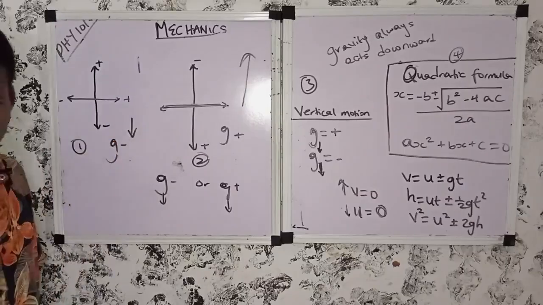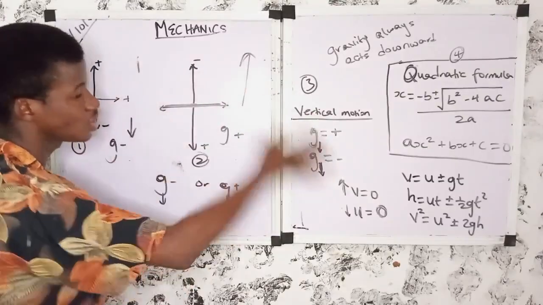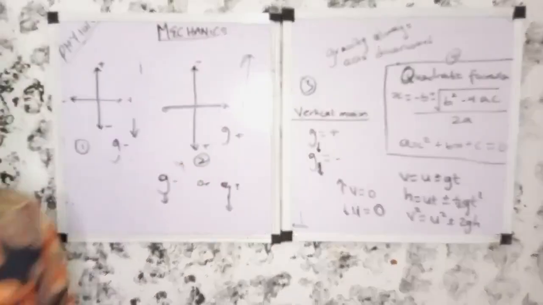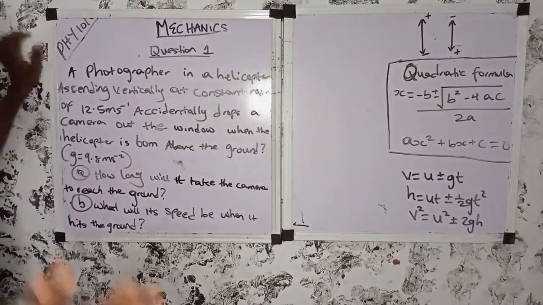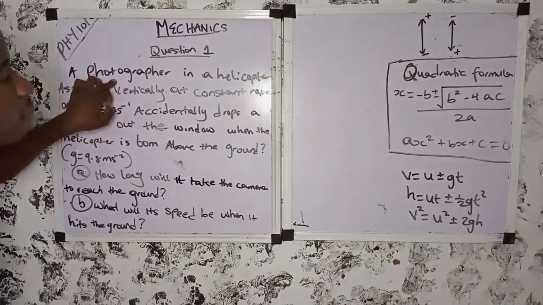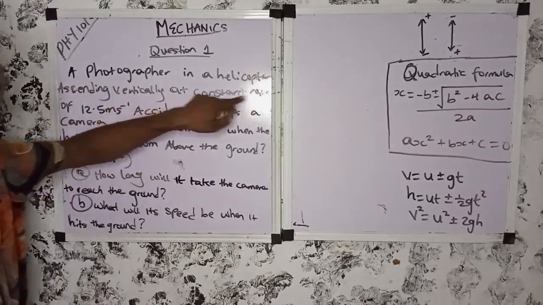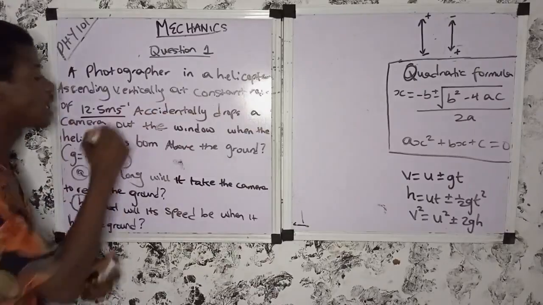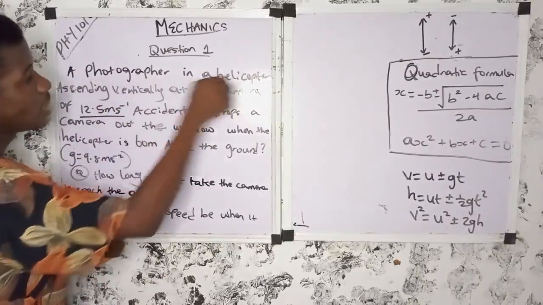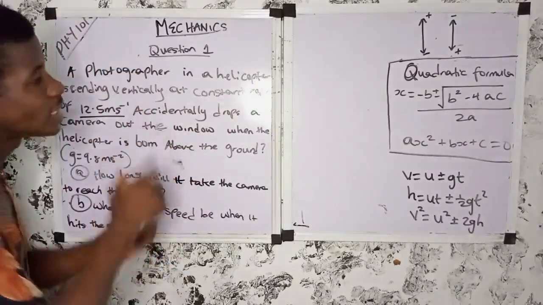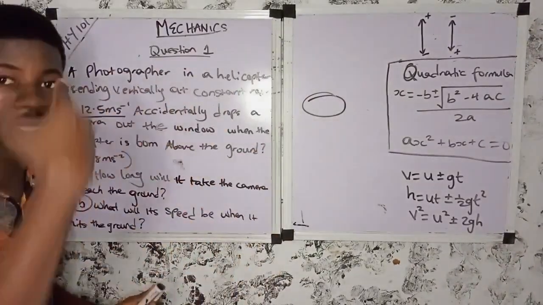Now let's solve one particular question under vertical motion, where you will see the application of all these things I'm talking about. If you look at question one in your Physics 101 textbook, it says a photographer in a helicopter is ascending vertically at a constant rate of 12 meters per second. They're telling us that the photographer in a helicopter is ascending. Let's say this is a helicopter and the helicopter is moving up, or ascending means moving up.